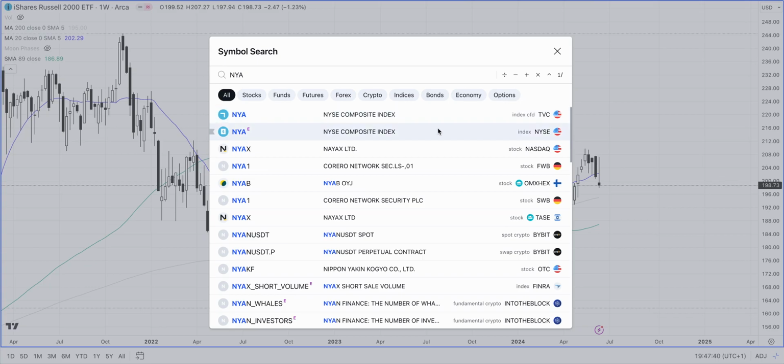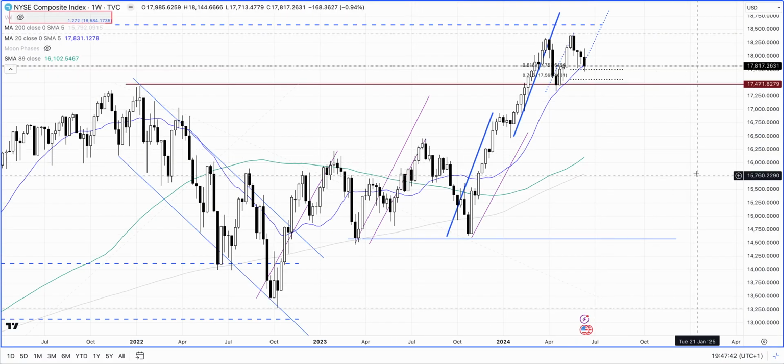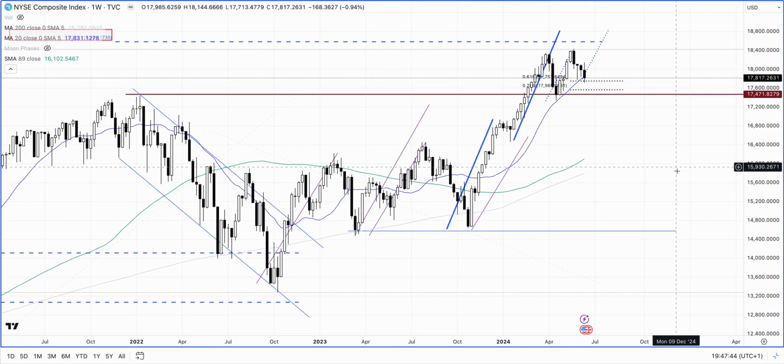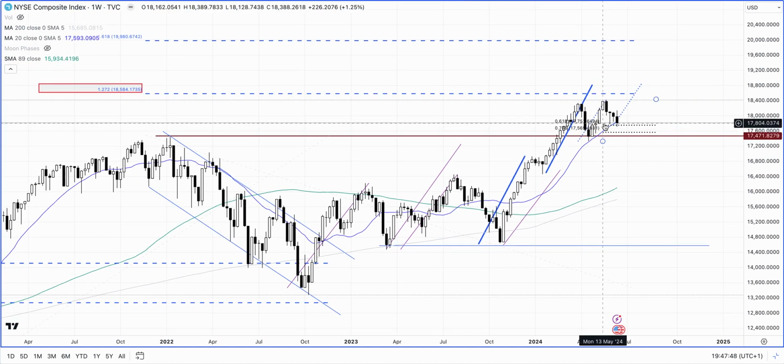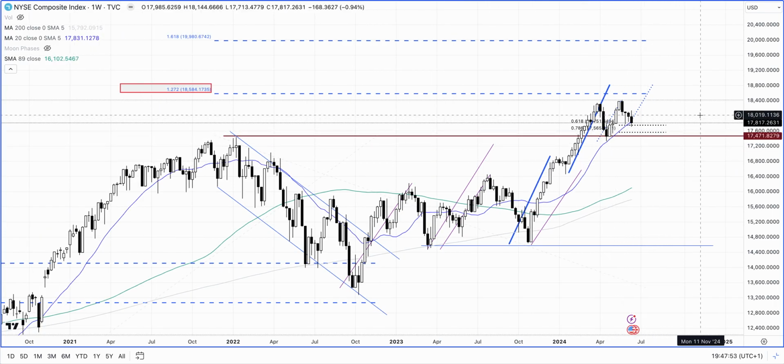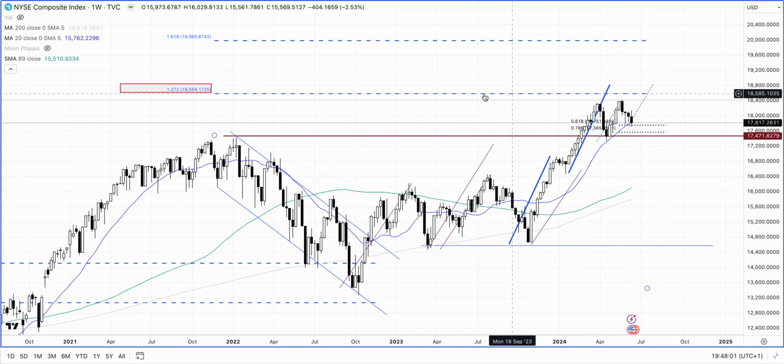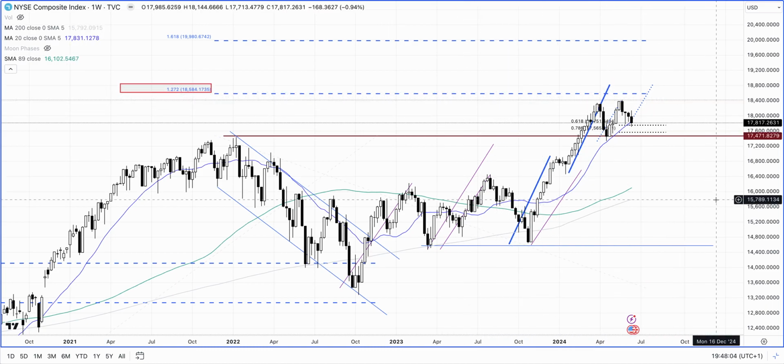Last but not the least, let's take a look at the New York Stock Exchange Composite Index. This is the weekly chart, quite similar to Dow Jones, but it did make a new high around here. So that's interesting to note. There's a chance maybe it reaches the 18,590 to 18,600 level if we have ABCDs and 1.272 expansion.